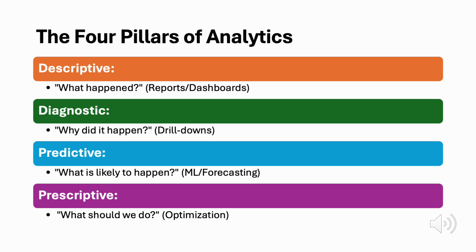Predictive analytics: what is likely to happen? Here, we move into the realm of machine learning (ML) and statistical modeling. We use historical patterns to forecast future probabilities. Example: credit scoring models that predict the likelihood of a borrower defaulting on a loan.